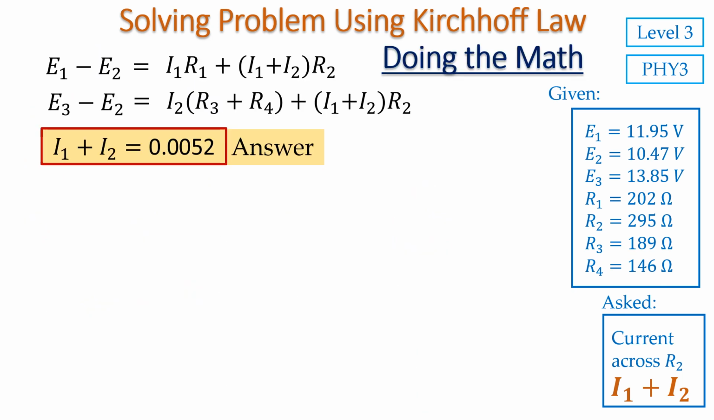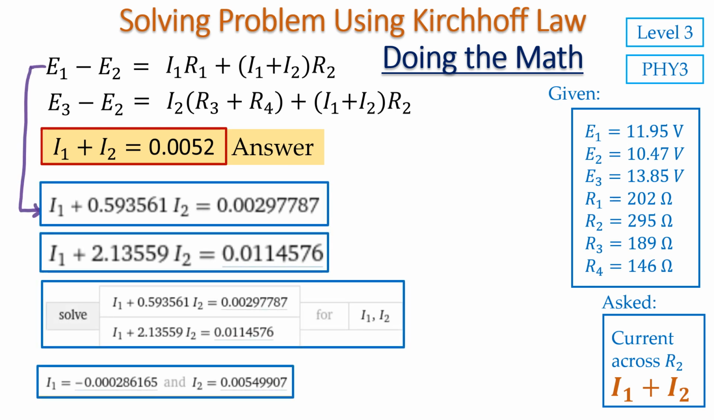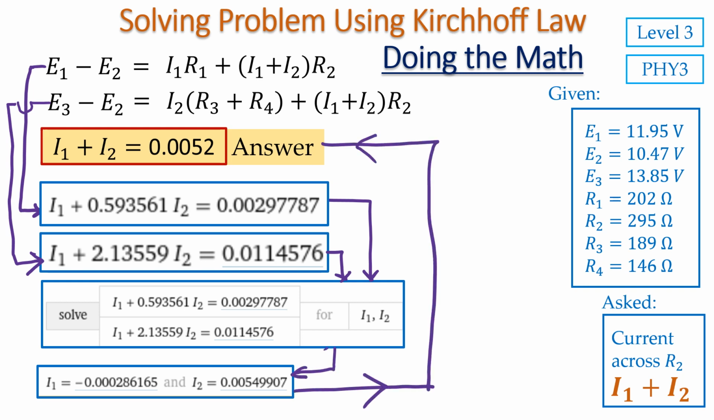At this point, physics is done, and it is a matter of solving the simultaneous equations with two variables, I1 and I2. We have provided the final answers, but you may like to match with intermediate steps that we have done via Wolfram Alpha software.